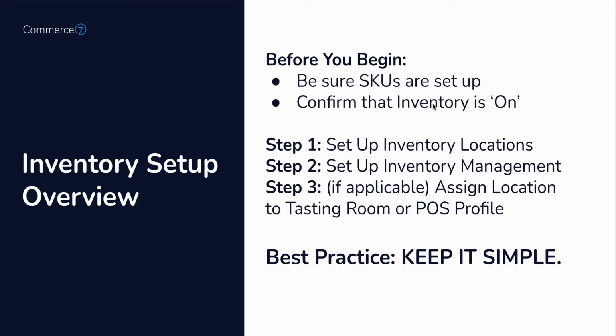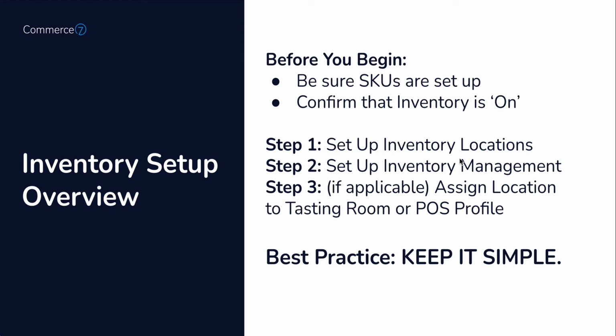Once you've confirmed that SKUs are set up and that inventory is on, now you can get into the work of setting it up. There are a few steps here. Step 1 is to set up the inventory locations. A quick word about that is that you can have one location for web orders, one location for inbound or admin orders, and one location for club orders.